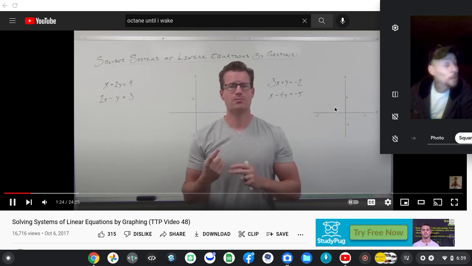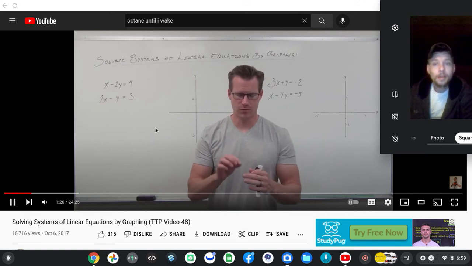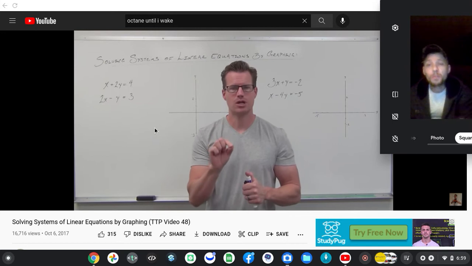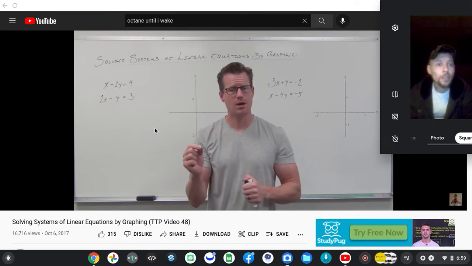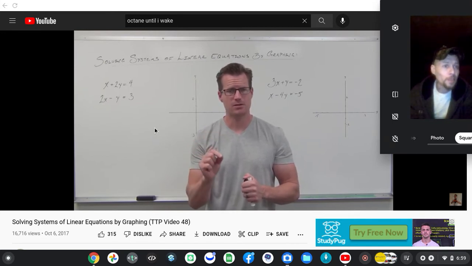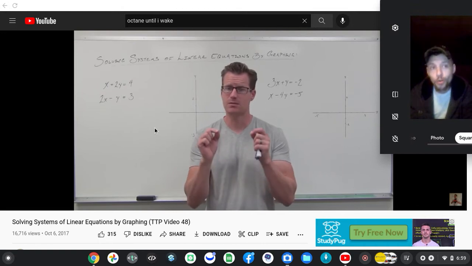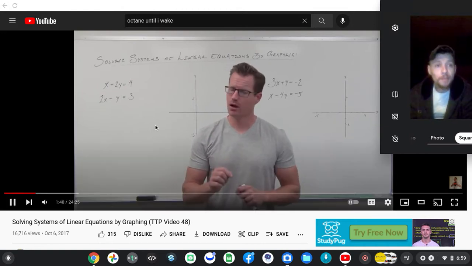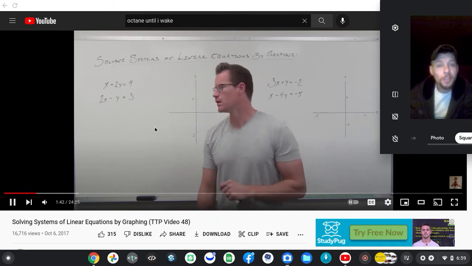So the big idea is, when we're graphing, we're looking for the point where they intersect. Again, that's what you're supposed to check in both equations. Remember, that point has to satisfy both. Make sure that it works in both equations. If not, then you don't have the right intersection.